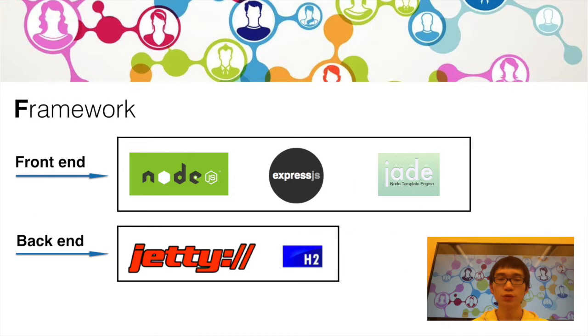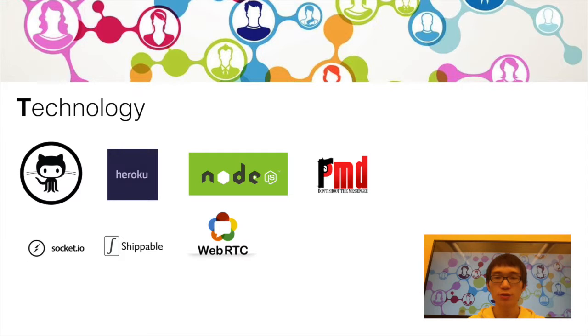Now, let's move to framework. For frontend, we used the template language Jade for frontend development. We adopted Express for the Node.js server. For backend, we chose Jetty for the RESTful API and H2 for the backend database. Here are the technologies we adopted for our powerful system.